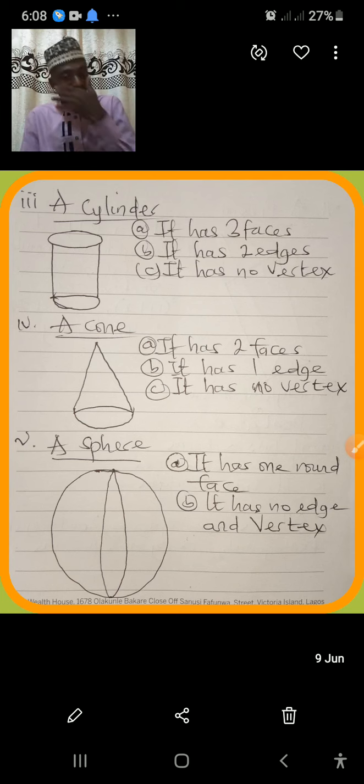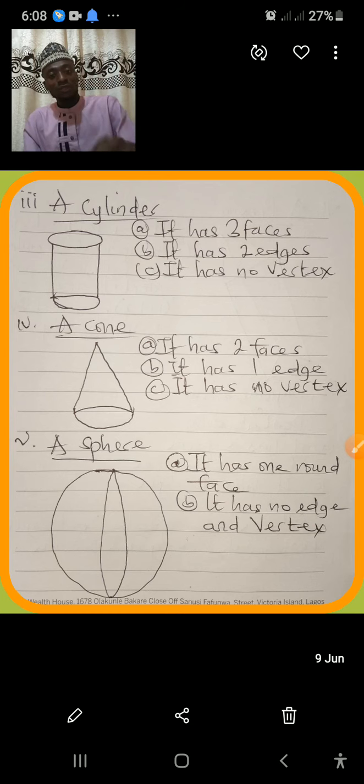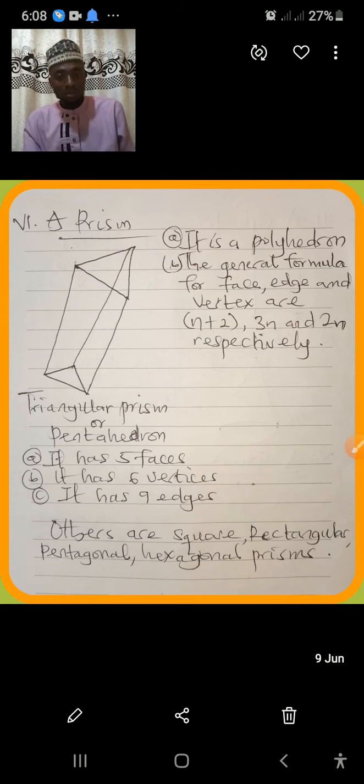Now a sphere. A sphere has 1 round face. It has no edge and no vertex. A sphere is just like a ball. Any shape that is like that is called a sphere. We have hemisphere too. Half of a sphere is hemisphere.